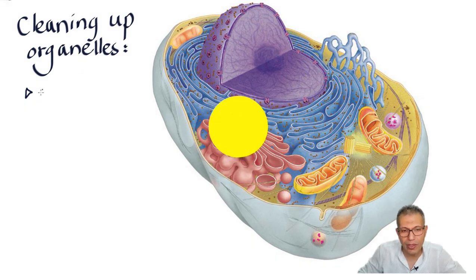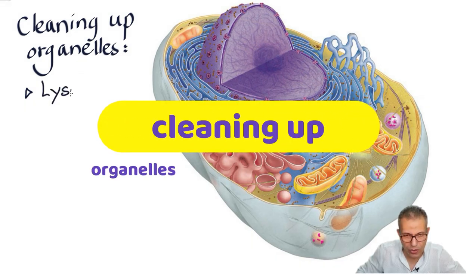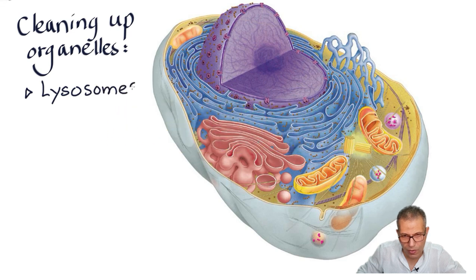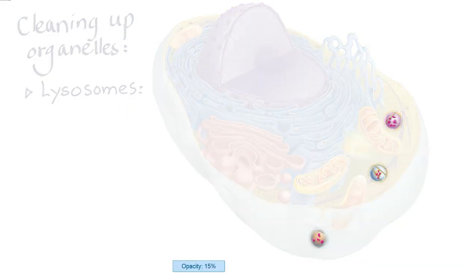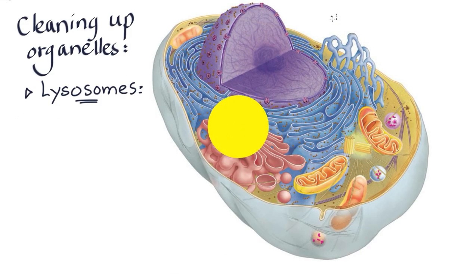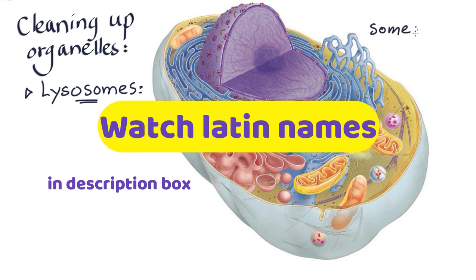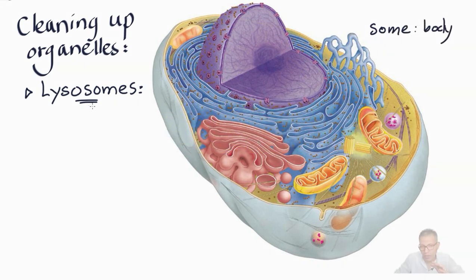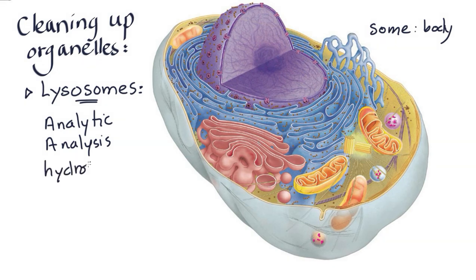Here, in cleaning up organelles, we will talk about lysosomes. Look, where are the lysosomes? The lysosomes appeared now. Here, 1, 2, 3. You should know that the word some means a body. Lysosome, for example, means analysis or analytic. Why? Because they contain digestive enzymes or hydrolytic enzymes.